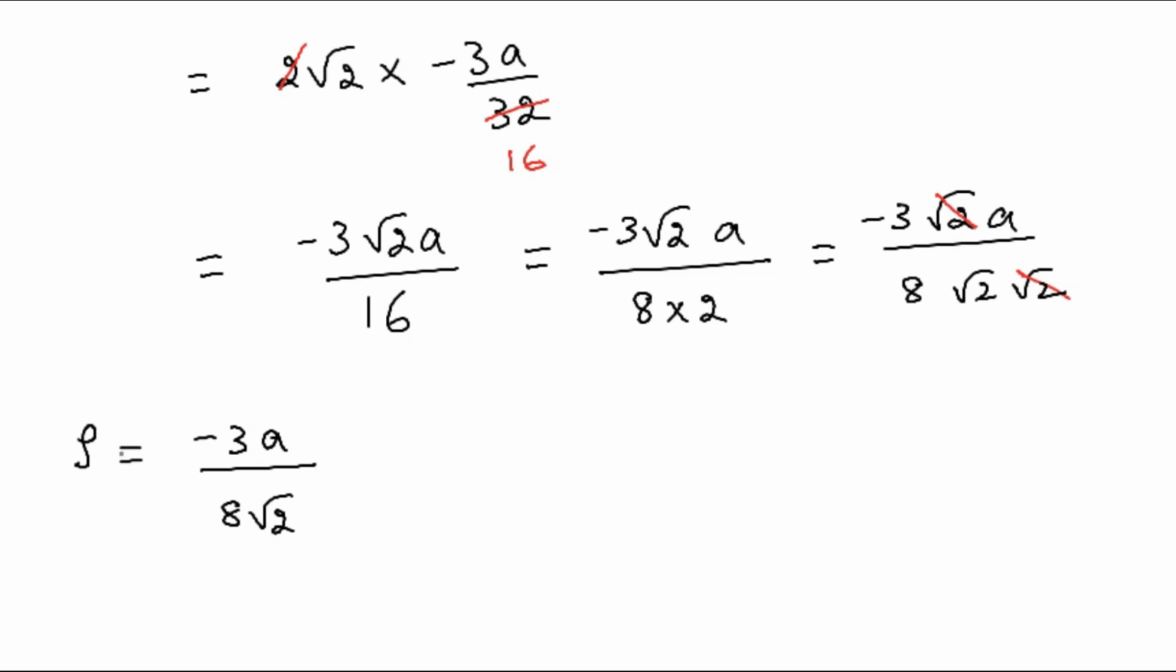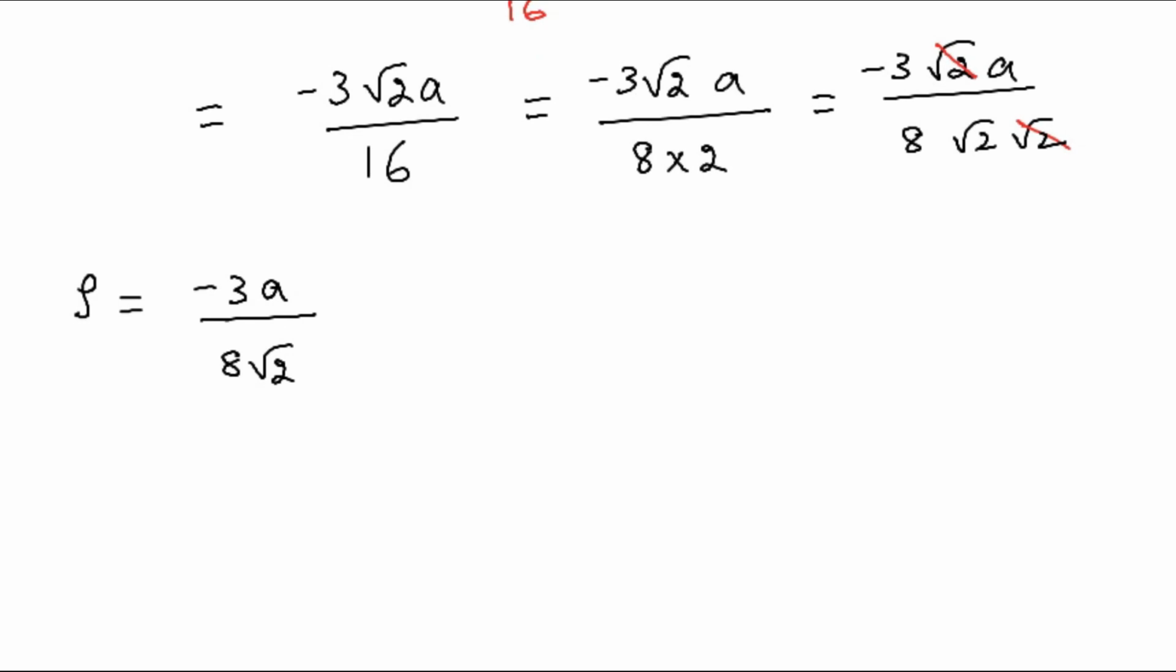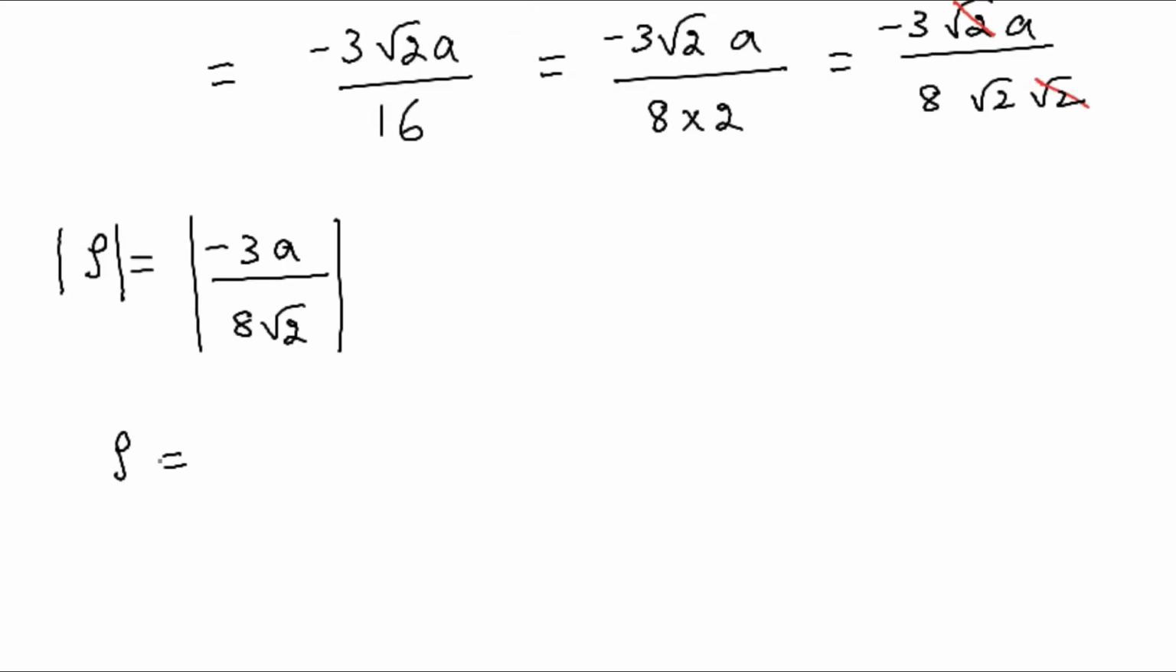Now since this radius of curvature represents a length, it cannot be measured in terms of negative values. Therefore, we will be taking the modulus over here. So let us take the modulus on both the sides. So therefore, we get the positive value, modulus of rho equal to 3a by 8 root 2, which represents the radius of curvature. Therefore, the radius of curvature is 3a by 8 root 2. That is the required solution.